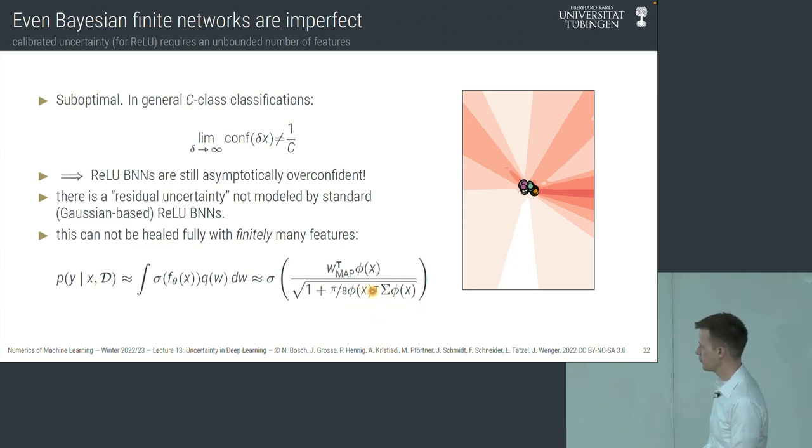Then you would have to have the weights of the network depend on the input of the network. That kind of breaks the idea of a deep neural network. The only other way to fix this is to add an unbounded number of weights. And actually, this is kind of intuitive.